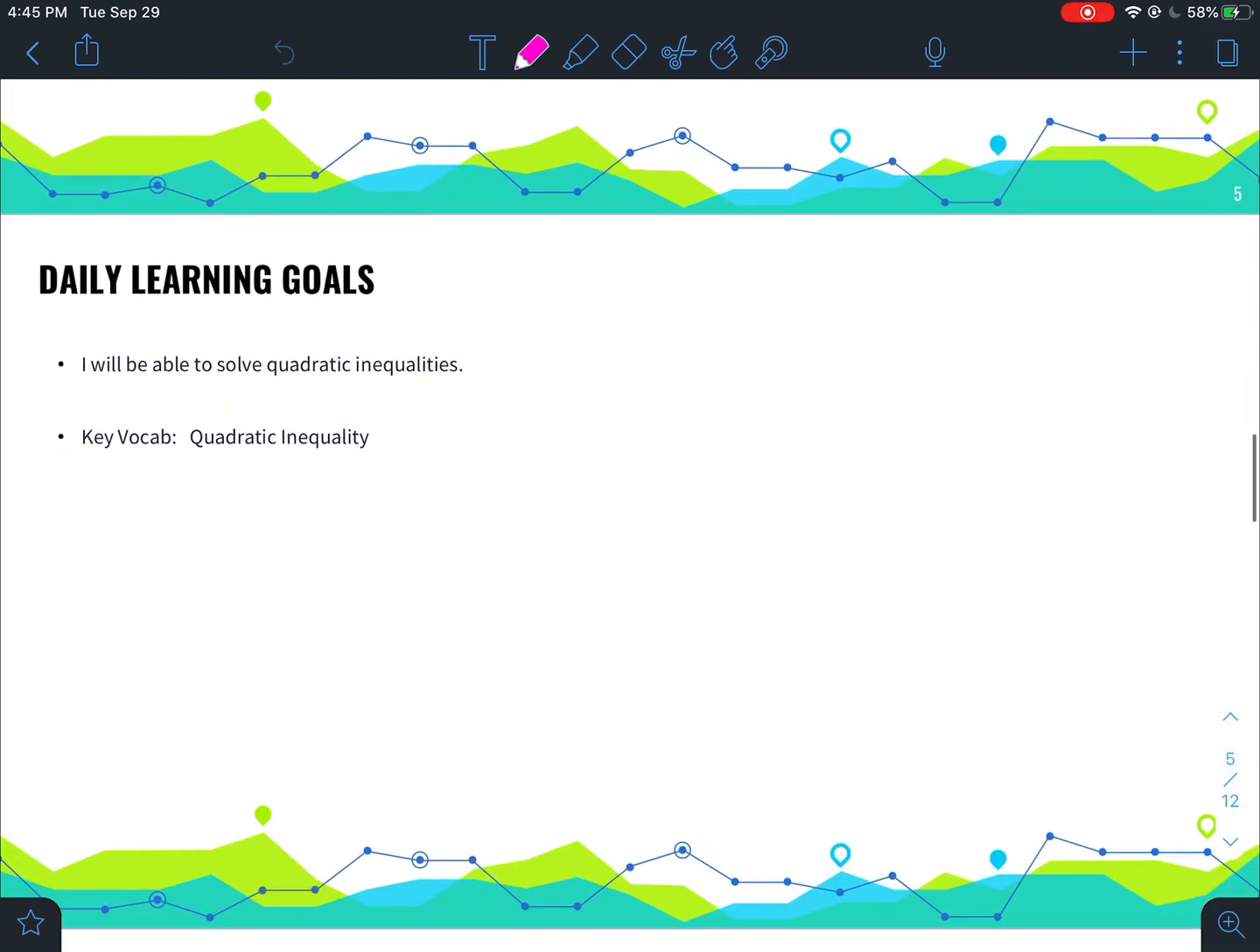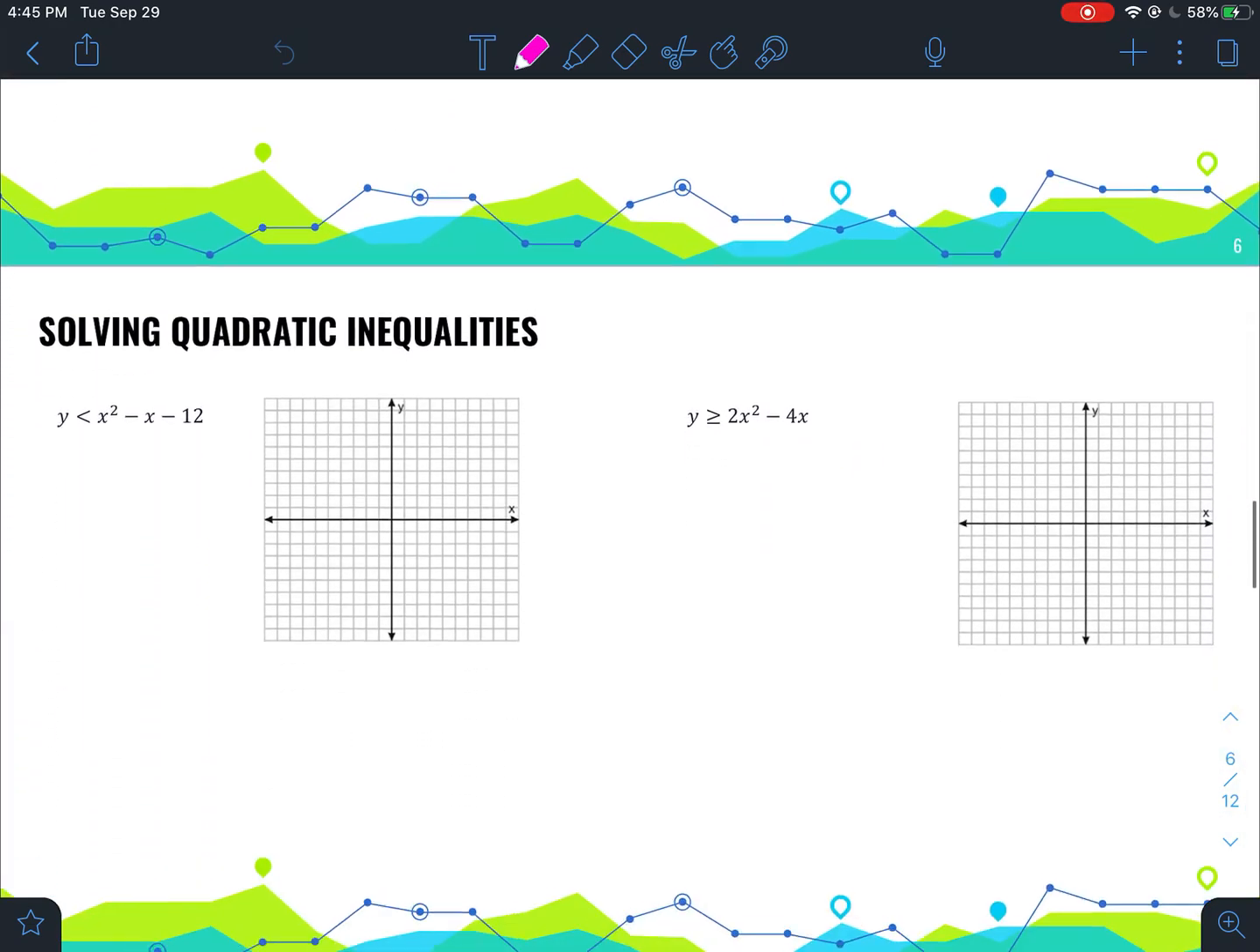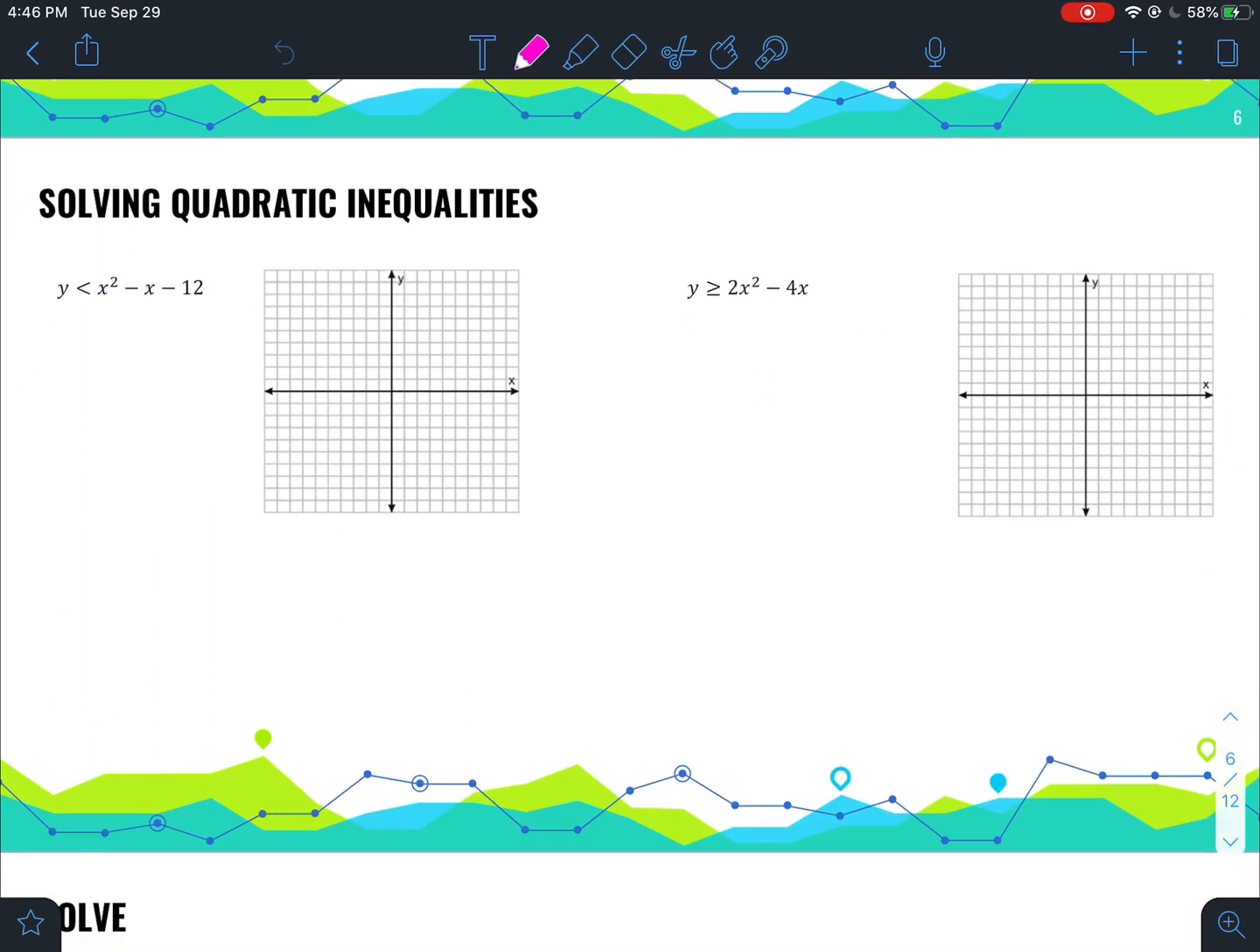So today we're going to talk about how to solve quadratic inequalities. A quadratic inequality will be a quadratic, but instead of saying that y is equal to the x squared function, the y value is either going to be greater than or less than the x squared function. So we want to know when y is less than x squared minus x minus 12. If we're going to graph that, we're going to first figure out what y equals x squared minus x minus 12 would look like.